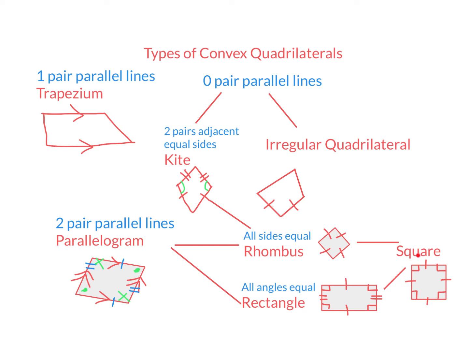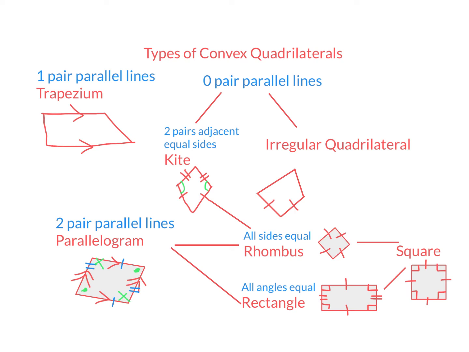And a square, probably the most famous of all the quadrilaterals, is actually a rhombus and a rectangle. It's a rhombus because all its sides are equal, and it's a rectangle because all its angles are equal. So a square is a type of rectangle, a type of rhombus, and a type of parallelogram. All squares are rhombuses because they have all four sides equal, but not all rhombuses are squares because not all rhombuses have all their angles equal.